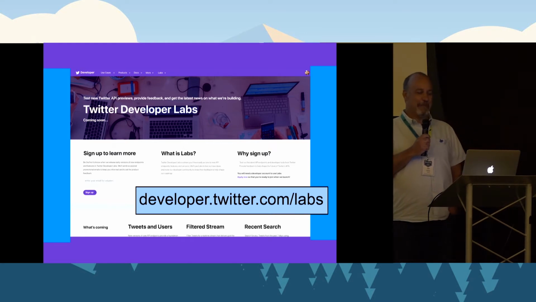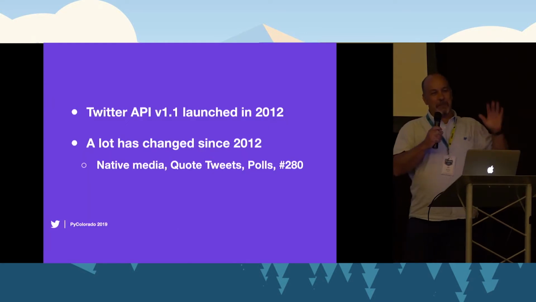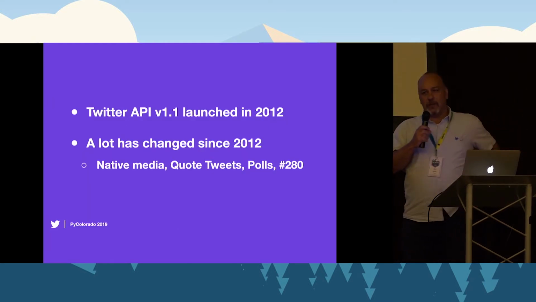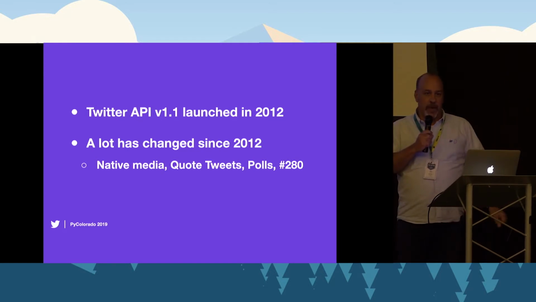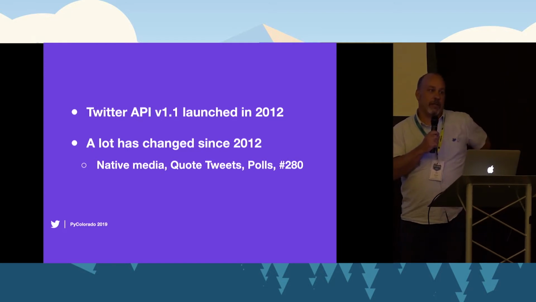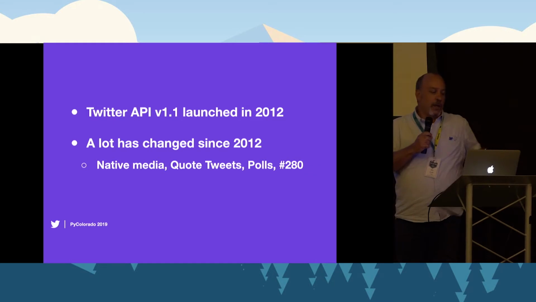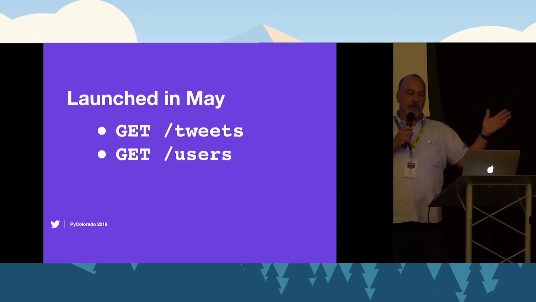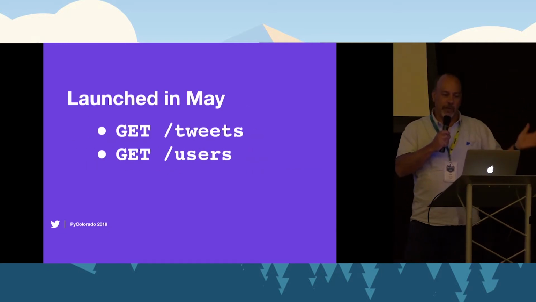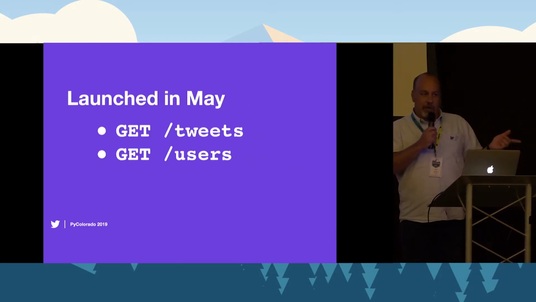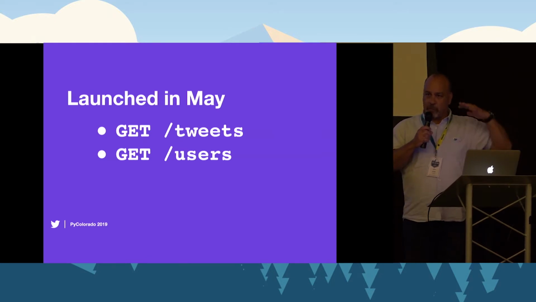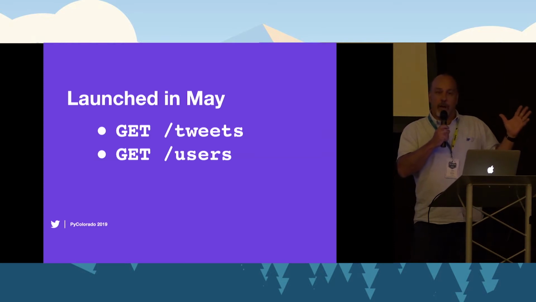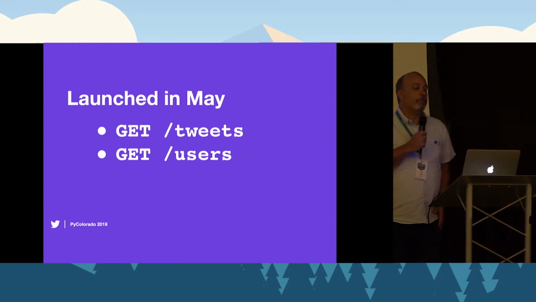Keep in mind that we released our last major update of our APIs back in 2012, and a lot has happened on the platform since then. We have native media support, photos and videos, quote tweets, polls. We extended the length of a tweet to 280. In May, we launched two endpoints, get tweets and get users, which those objects, those JSON objects, really represent the foundation of our data platform.